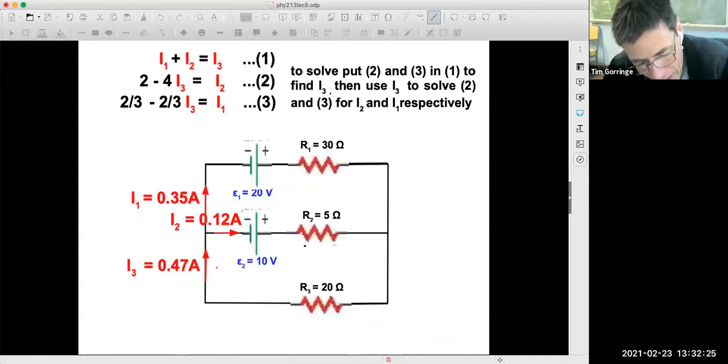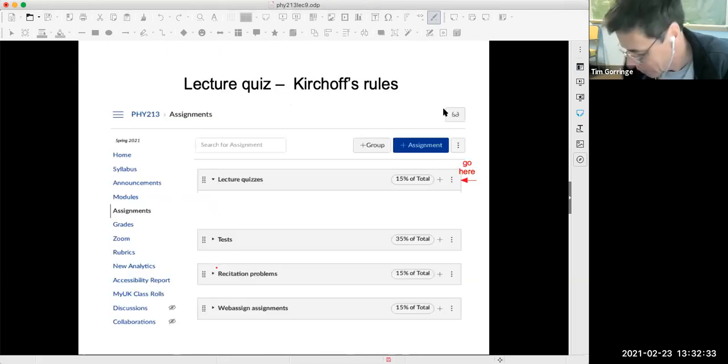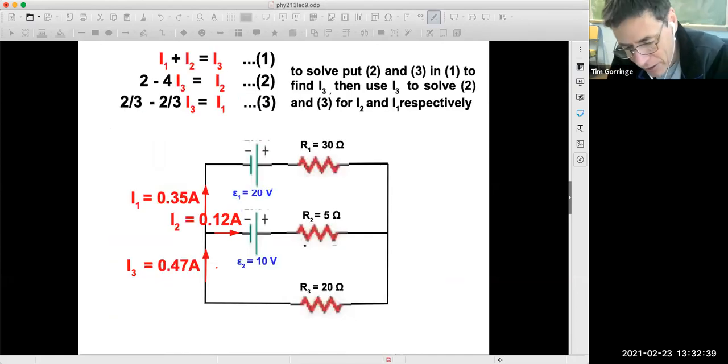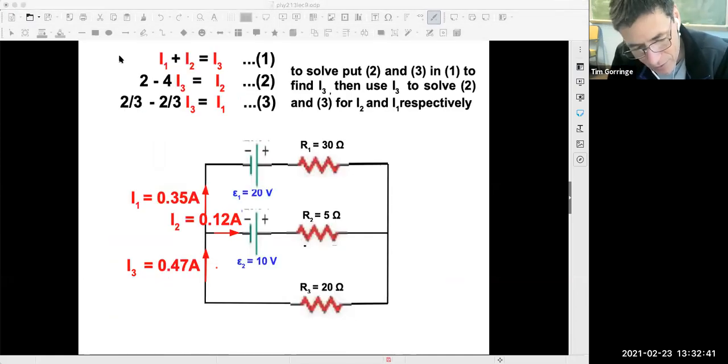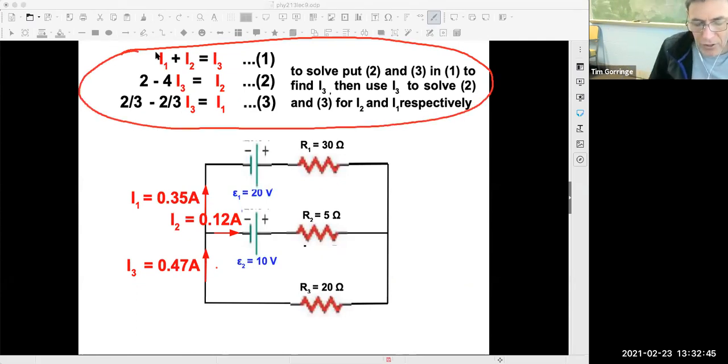Okay, so how do we find out what they are? That's this slide here. Here are my 3 equations, 3 unknowns, where I've stuck in the numbers. So let me just say in words how I solved them.